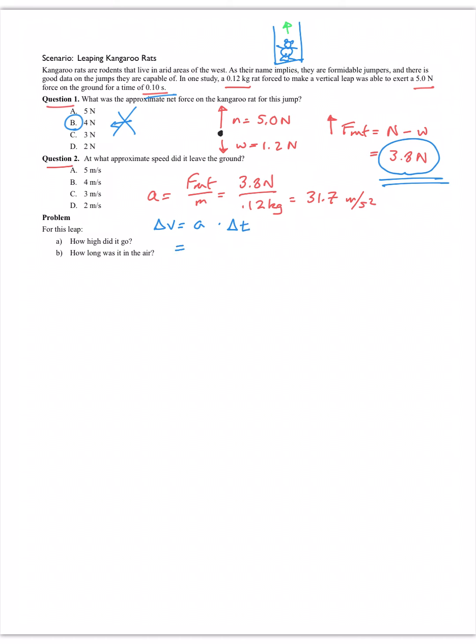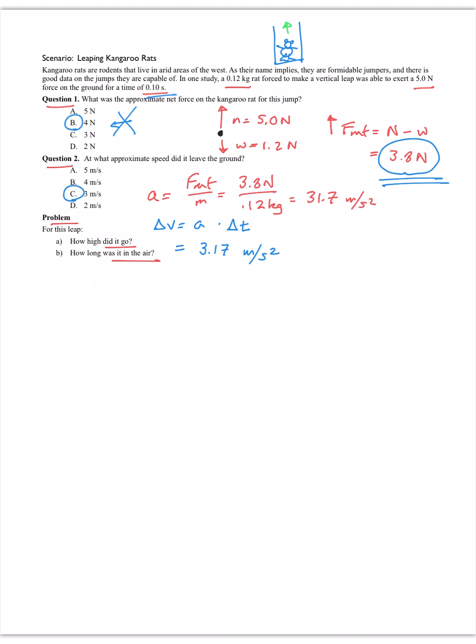Net result is the velocity when the kangaroo left the ground was about 3.17 meters per second. And if we look at the closest value available in the answers, that's 3 meters per second. For the problem, we're asked to talk about the leap. How high did the kangaroo rat go? And how long was it in the air?